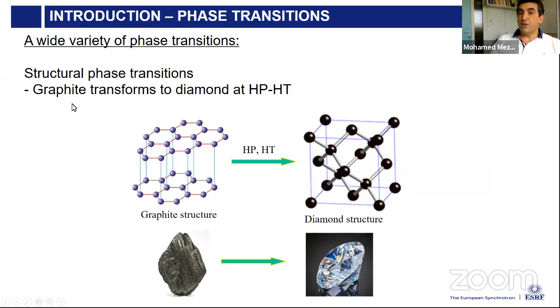For example, the transformation from graphite to diamond. As you all know, graphite is a soft, opaque solid, and when you apply very high pressure and high temperature, you can transform it. It undergoes a phase transition to a transparent crystalline super hard solid, as you can see here. And this is actually related to the transformation in the atomic arrangement. So graphite, the atoms are arranged in an hexagonal lattice, while in the diamond structure, the atoms are arranged in a cube. Okay, this is one example.